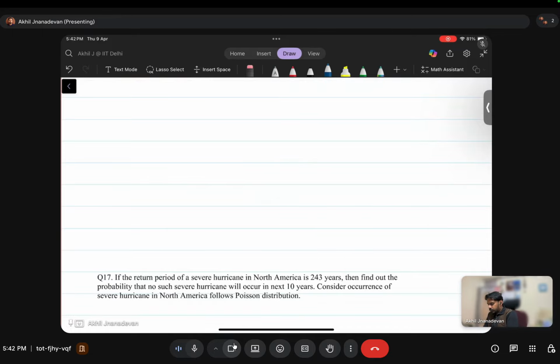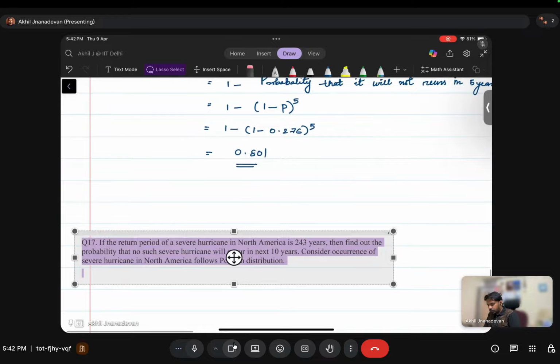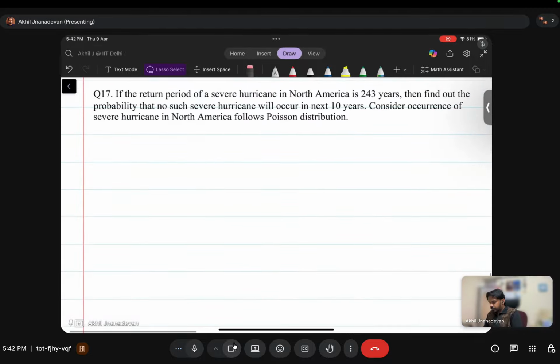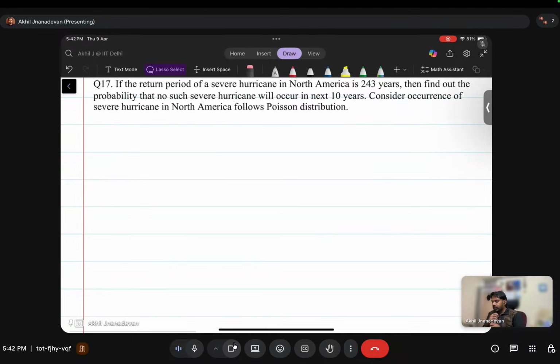Okay, now we can go on to the 17th question. If a severe hurricane in North America has a return period of 243 years, then find the probability that no such hurricane will occur in the next 10 years. This is similar to what we just did. Consider the occurrence of a severe hurricane to follow a Poisson distribution. It is mentioned in the question that it will follow a Poisson distribution.